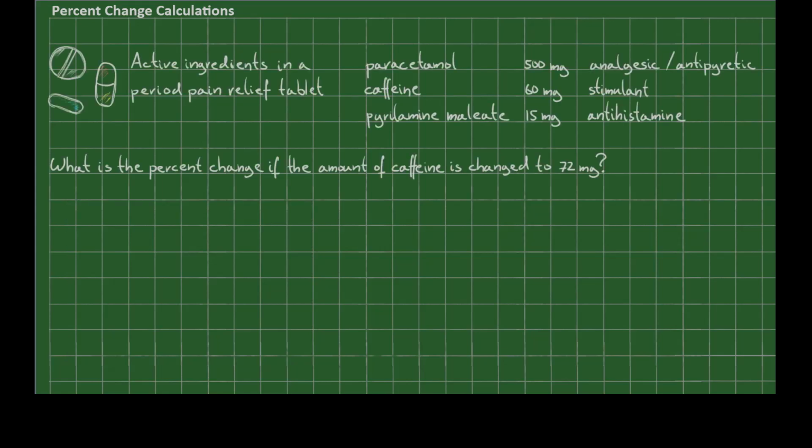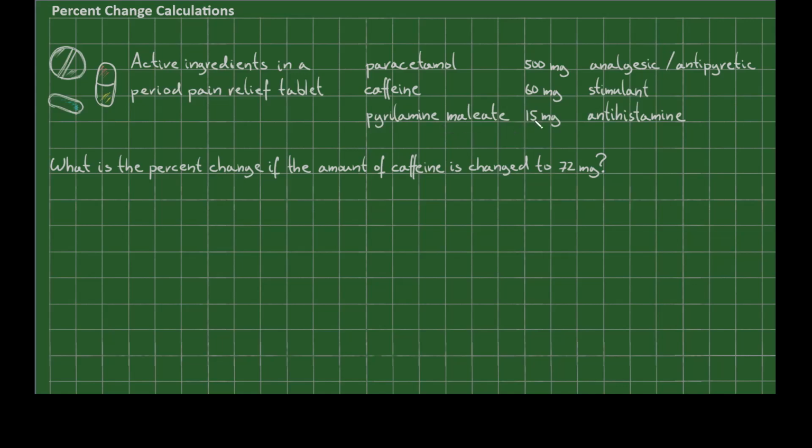It turns out that a particular period pain relief tablet contains 3 active ingredients. Paracetamol, which is an analgesic and antipyretic. This means that it is good for pain and for fevers. Caffeine, which is a stimulant, and pyrilamine, which is an antihistamine. This means that it helps reduce swelling. Yes, you are learning things other than mathematics here.